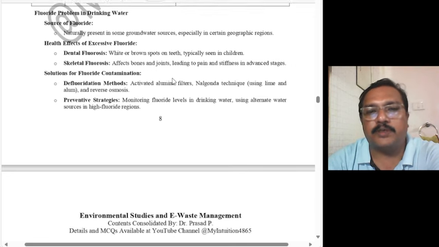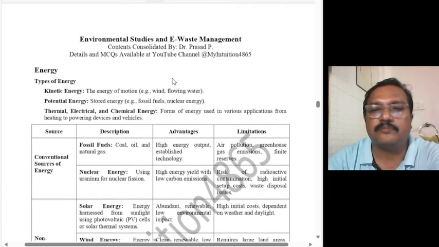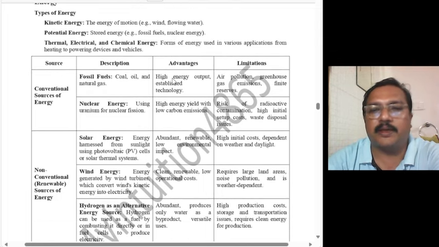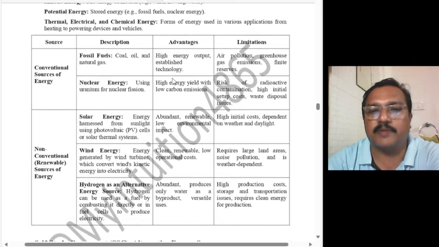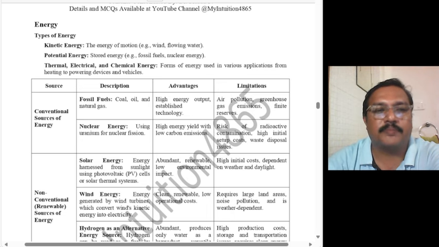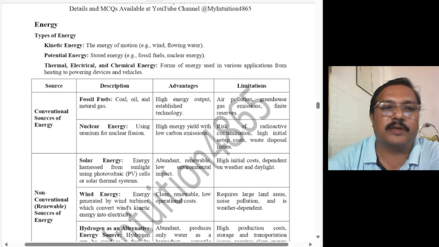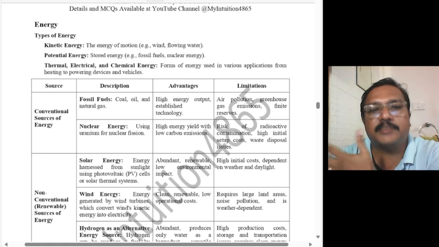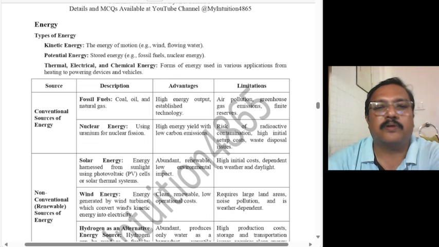Moving on to the next topic, that is energy: types of energy and sources. Types of energy: kinetic energy, potential energy, and thermal, electrical, and chemical energy. Kinetic energy is the energy of motion, movement. So when something is moving, like the wind or the water flowing down a river, it has kinetic energy. When we see wind moving a turbine to produce electricity, that means kinetic energy is in action.